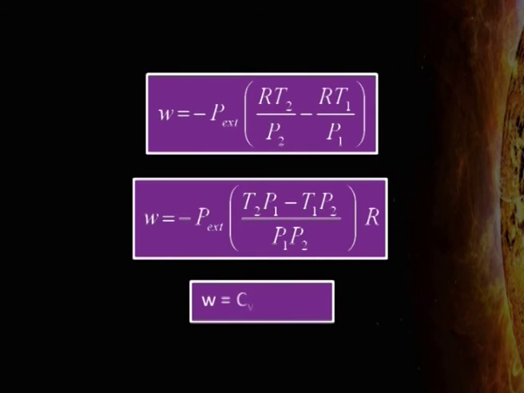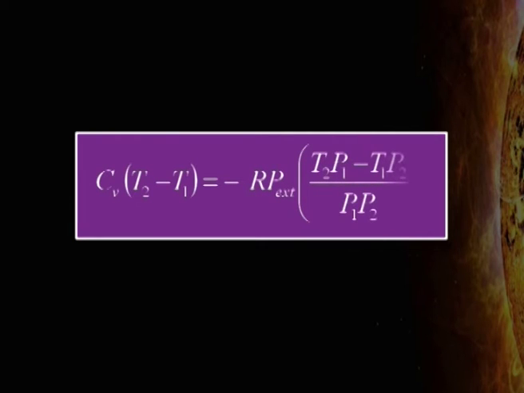As W is also equal to Cv multiplied by T2 minus T1, therefore, Cv multiplied by T2 minus T1 will be equal to minus R multiplied by P external into T2P1 minus T1P2 upon P1P2.